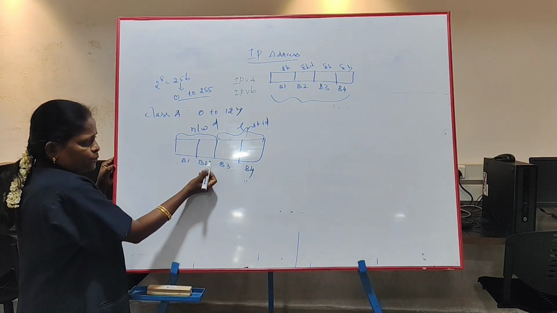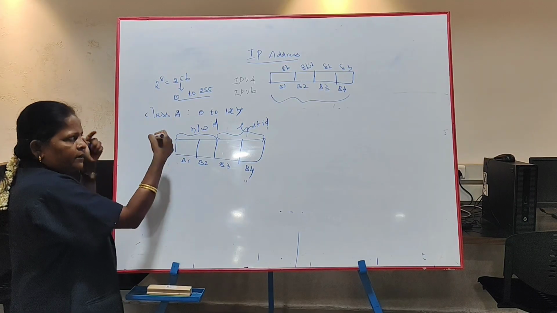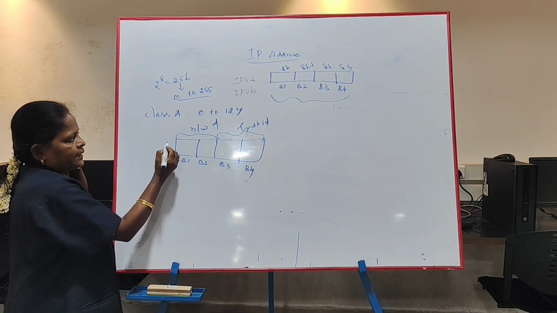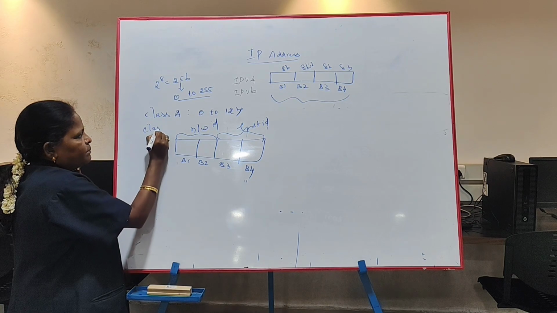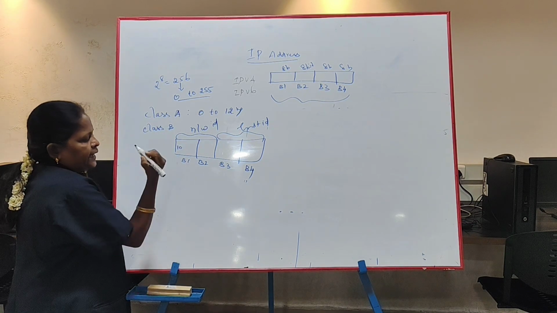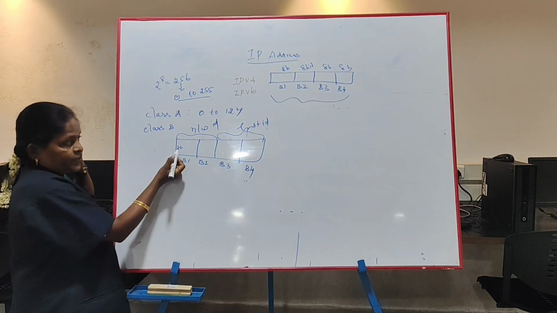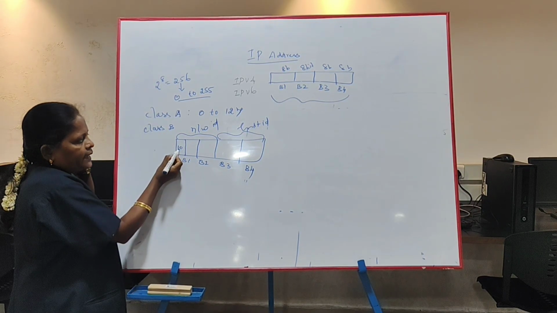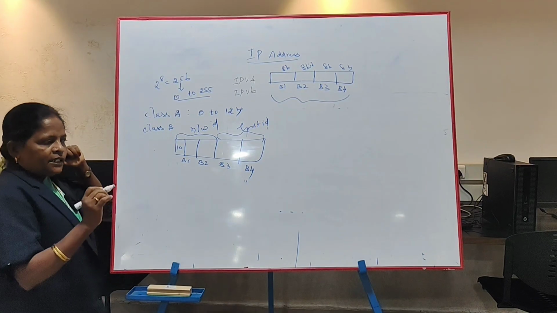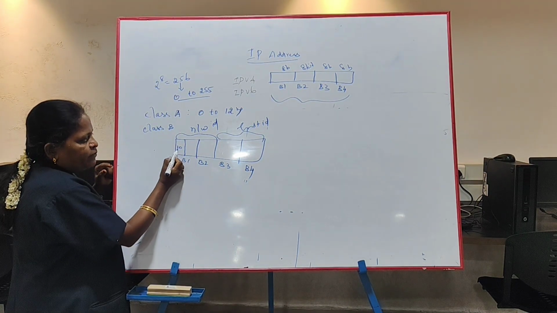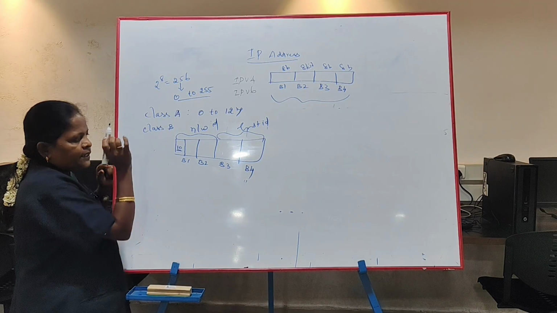Out of these bytes, we already know that in the first 8 bits, if the first bit is 0, it means it is class A. So what is class B? Here the first bit should be 1 and the second bit should be 0. This is an example of class B in the representation of binary. So out of 8 bits, the first 2 bits 10 means it comes under class B.